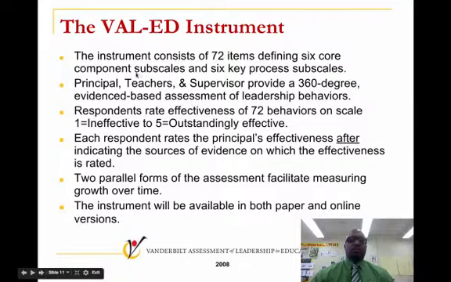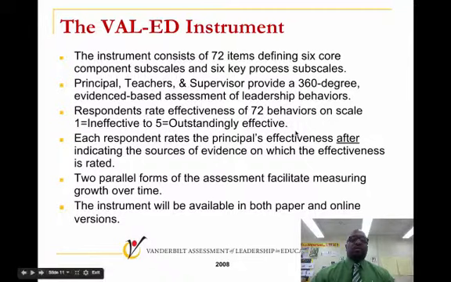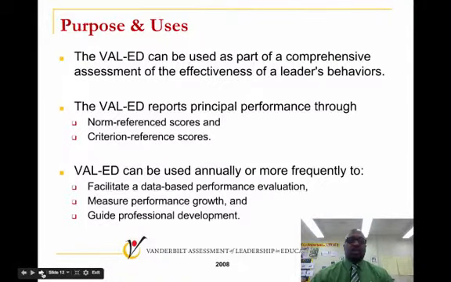So here's the instrument. It's a 72 item assessment. You will only answer 36 of the 72. Essentially, two teachers' 36 scores will complete the 72 items, so you will only have 36 on your evaluation. You're going to use an effectiveness rating scale, 1 being ineffective, 5 being highly, outstandingly effective. After each rating, you will have to provide a source of evidence, and I'll talk a little bit about that. And there's only an online version of this test.